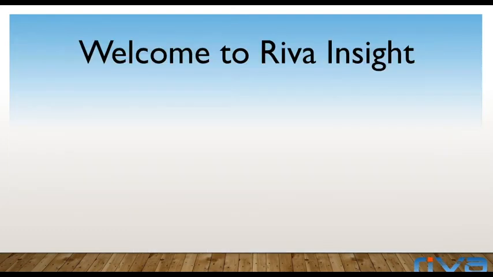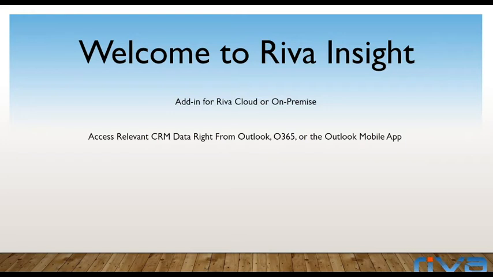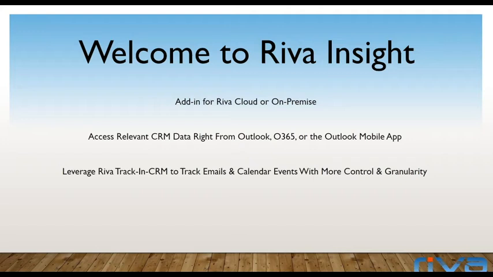And finally, we get to Riva Insight. Insight is Riva's CRM-aware add-in for Outlook and O365 that allows end users to access relevant data from within the email client, web service, or Outlook app. With Insight, users can also leverage Track in CRM to track emails and calendar events to CRM with more granularity.